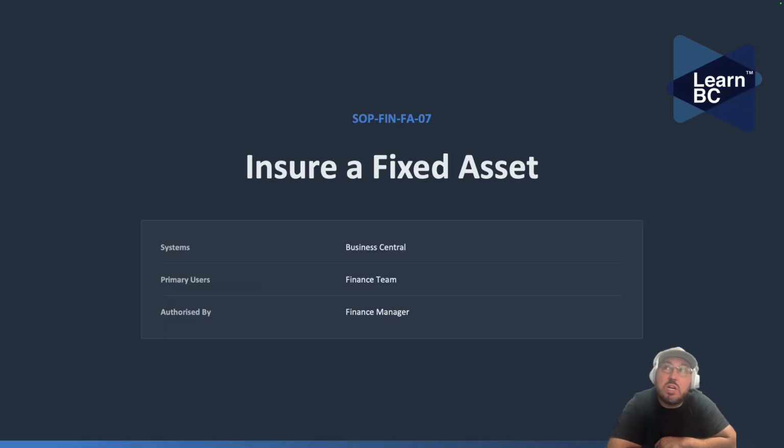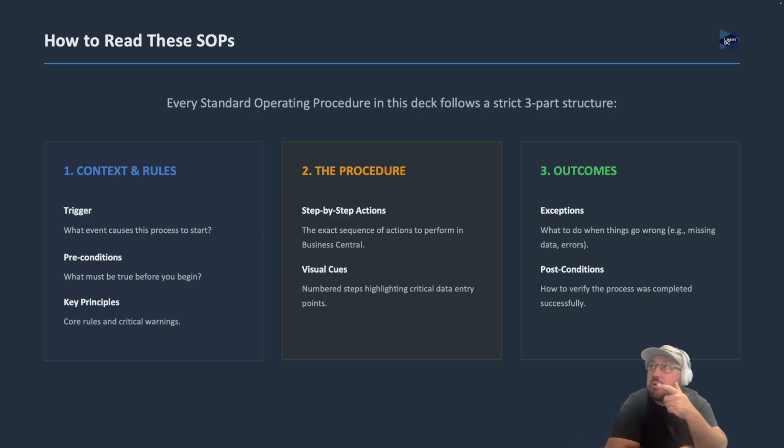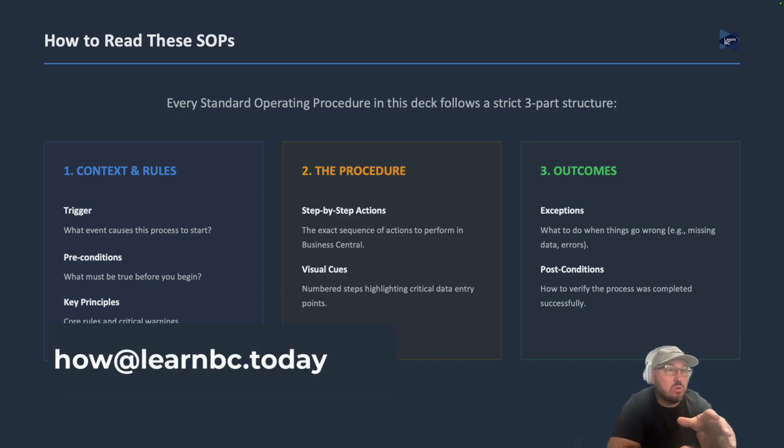We're in Finance 101, up to fixed assets, SOP-07. This is all about insuring a fixed asset. Before we get started, we always talk about the context and rules: the trigger, preconditions, and the key principles. Then we move over to a procedure step-by-step, SOP, standard operating procedure. We talk about the outcomes: good, being post-condition, or bad, being an exception.